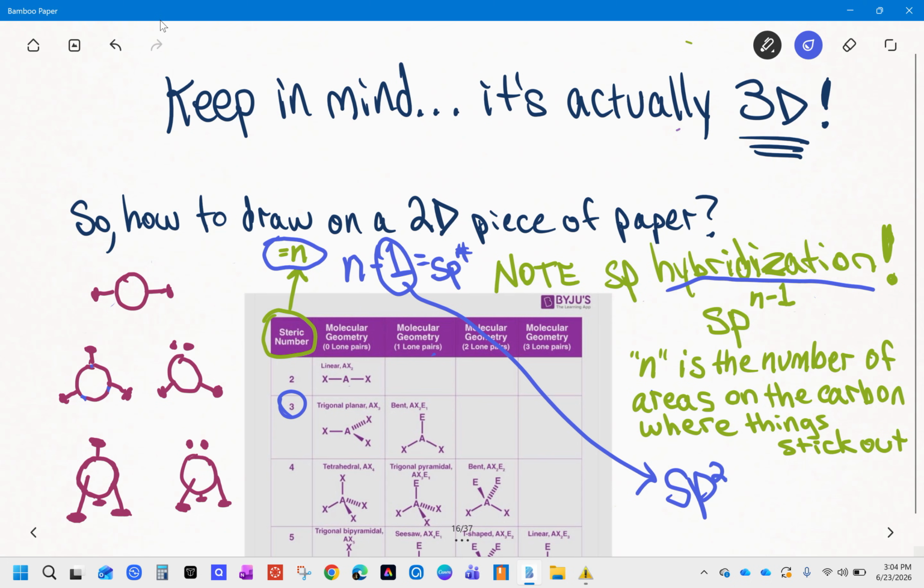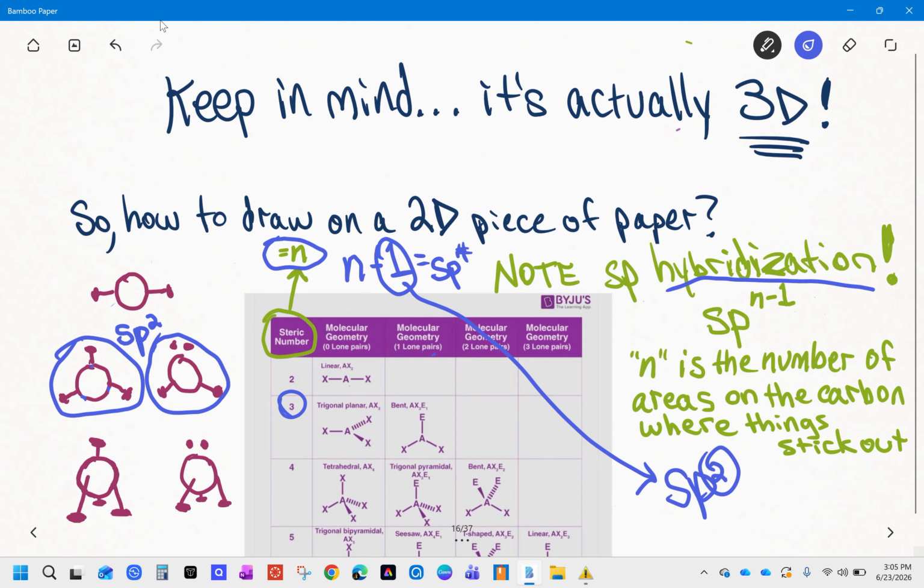So if you have a steric number of 3, like over here in the middle, this is steric number 3, this is steric number 3. You have 1 for the S, and then out of 3, you have 2 left over to make 3, right? So the 2 goes in the P. So whatever the steric number is, however many different directions things are coming off the atom, 1 less than that is what you put on the P.